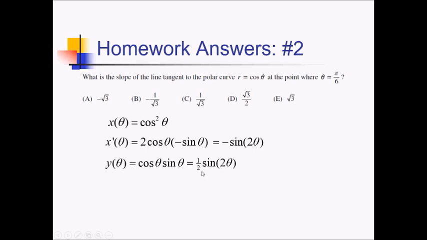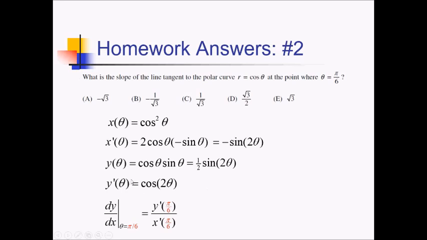I've got, let's see, 1/2 cosine of 2 theta times a 2. So this would just be cosine of 2 theta. All right, it's time to put this back together now in a slope formula. So I should have y prime of theta over x prime of theta. And if I'm evaluating things at theta equals pi over 6, these should both be pi over 6's here. There we go. All right, so y prime of pi over 6.